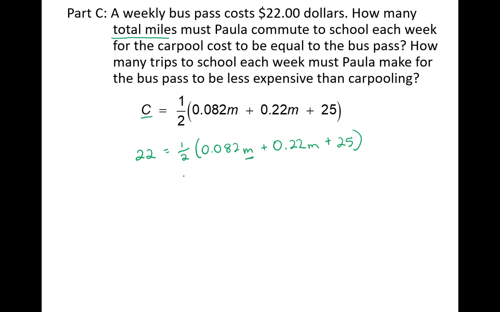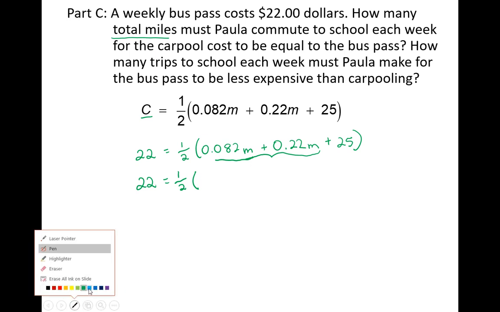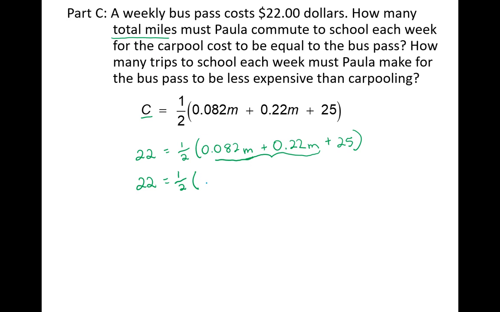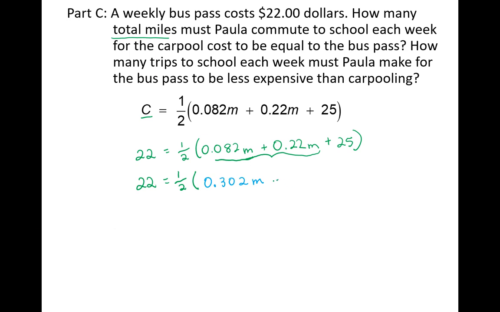Usually you want to combine things that are alike first. So the first thing I'm going to do is take 0.082 M plus 0.22 M. If I put these two together, notice they are like terms, they both have M's in them. I'm going to get a new term, I'm going to write it in blue, that is 0.302 M. I added those together. That's the only thing I've changed. Plus 25.